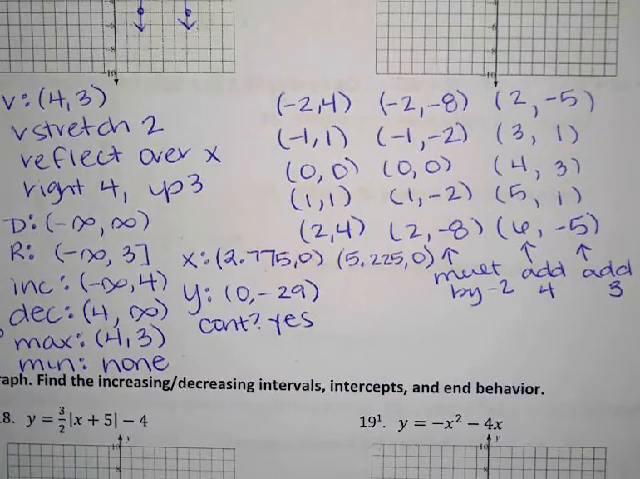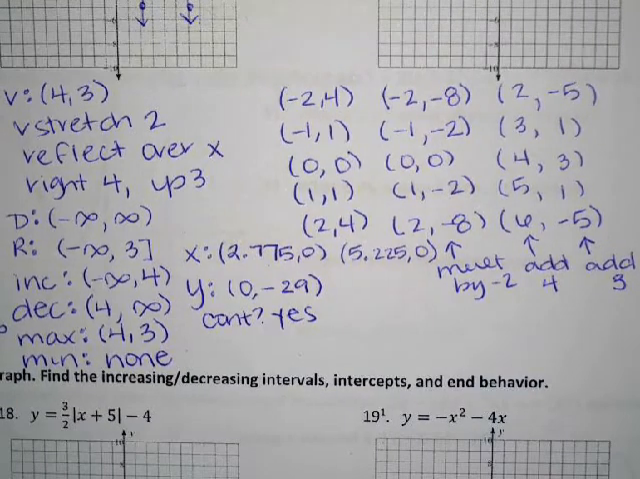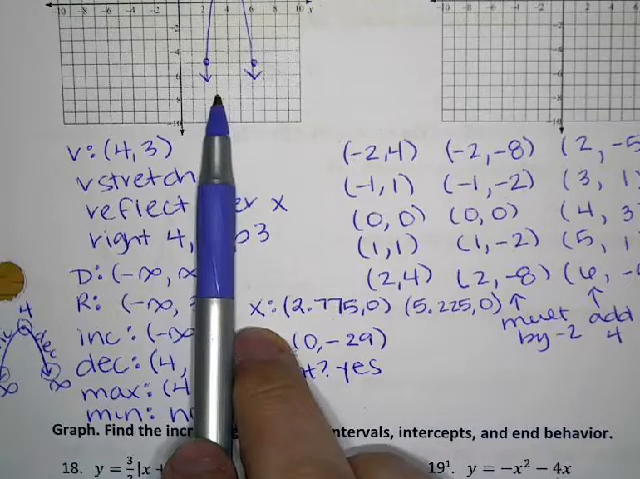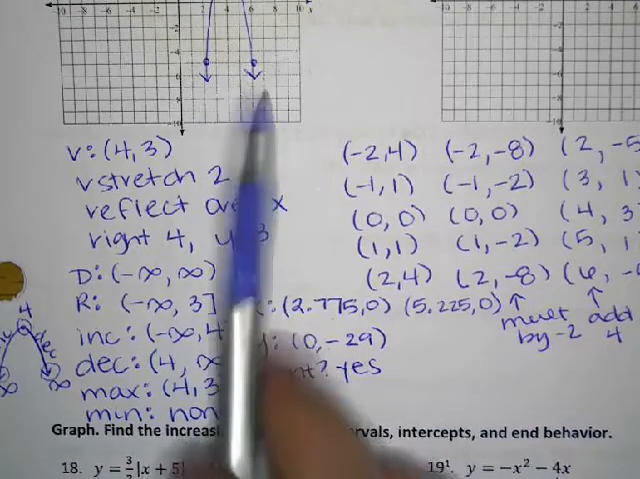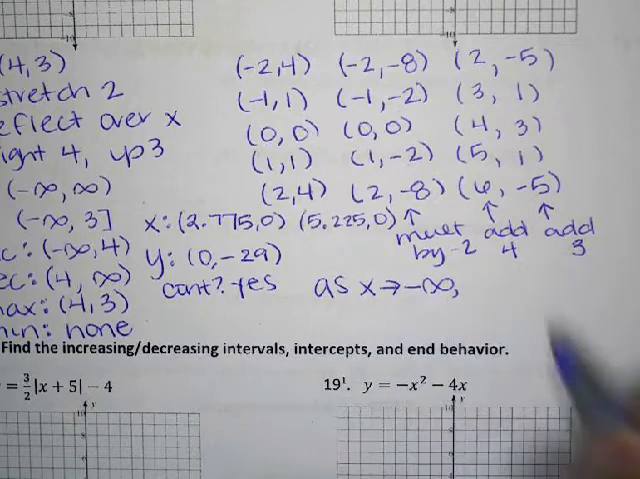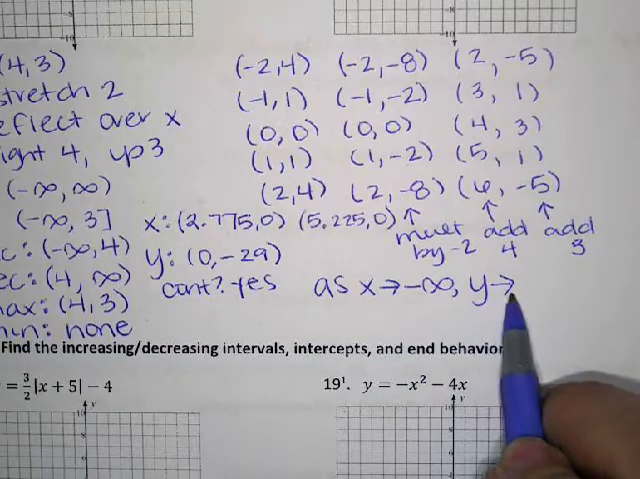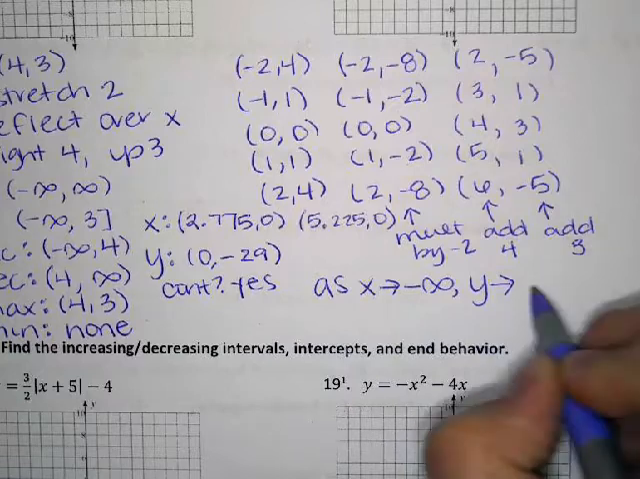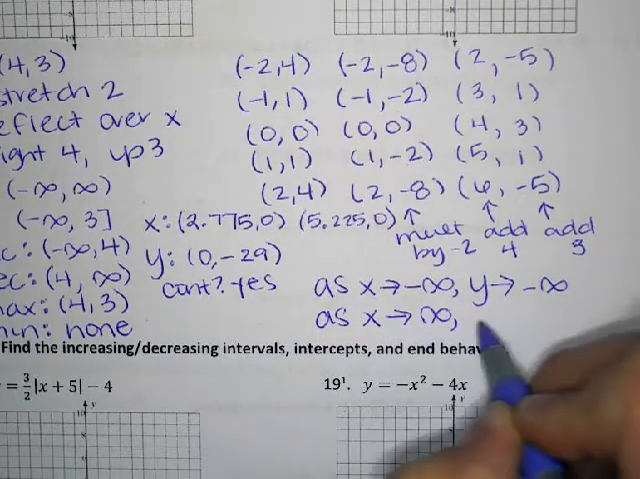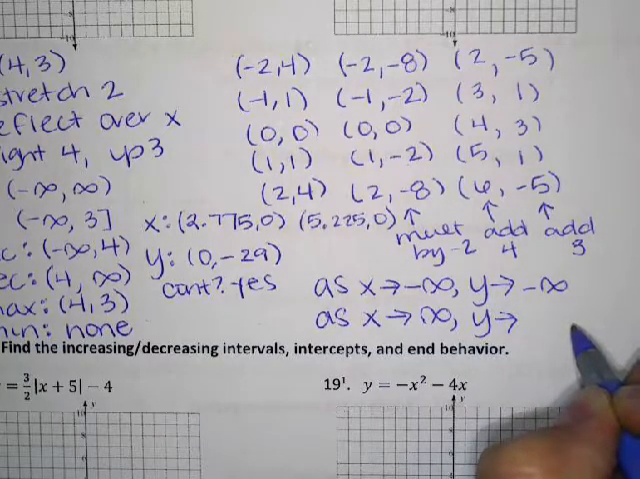And now we have to describe the arrows. What do the arrows do? Left arrow goes down, right arrow goes down. As I look at the left arrow, it goes down, so y goes to negative infinity. As I look at the right arrow, it goes to negative infinity as well.